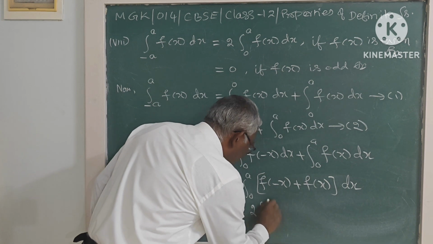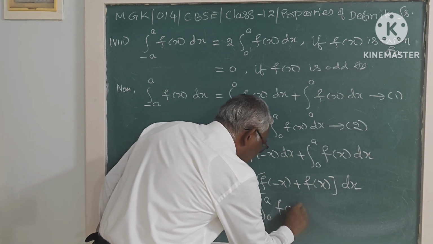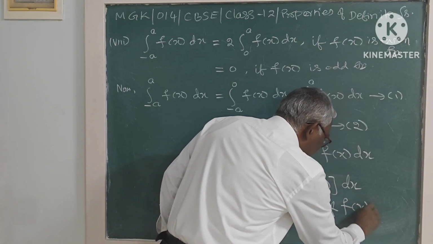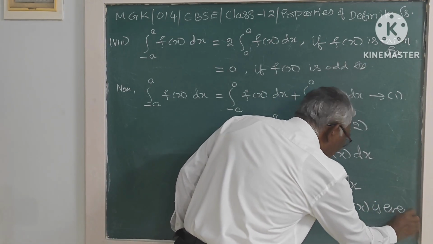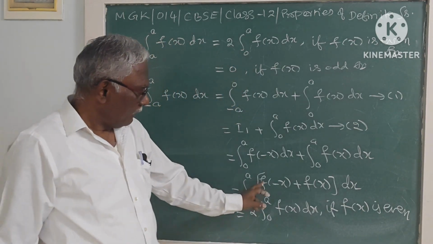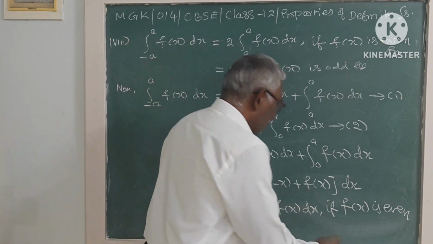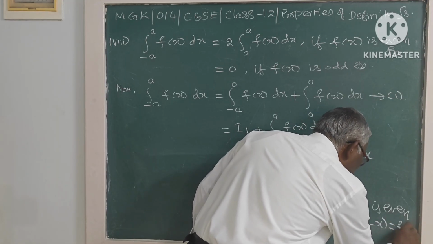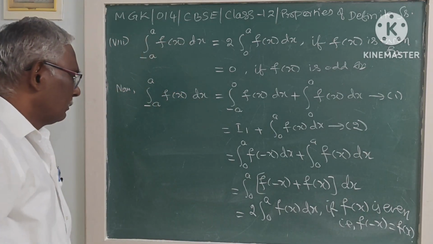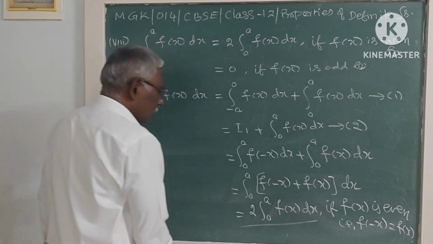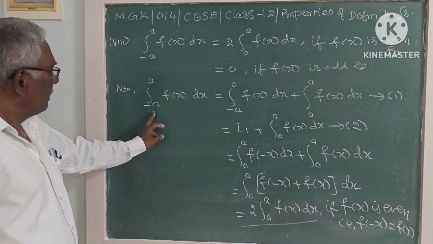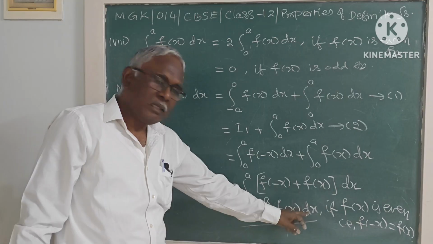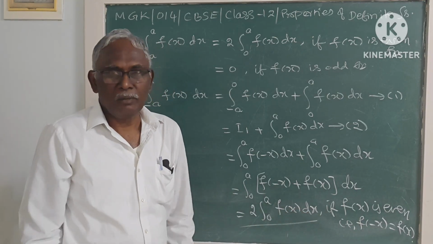if f of x is even. Even means f of minus x is equal to f of x. So that means integral minus a to a f of x dx is equal to 2 times integral 0 to a f of x dx if f of x is an even function.